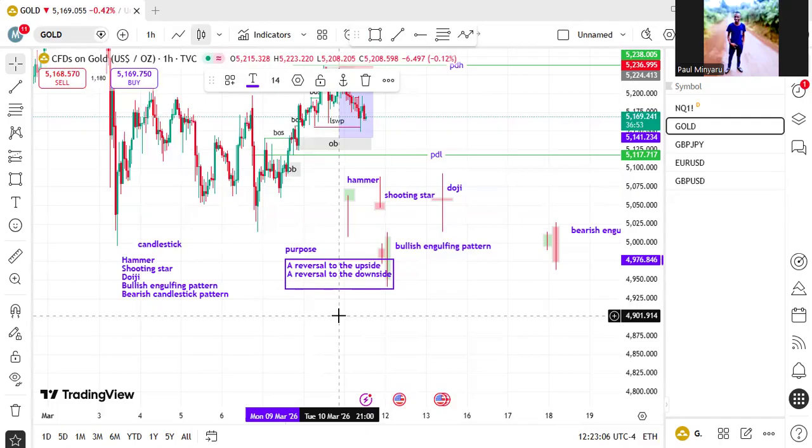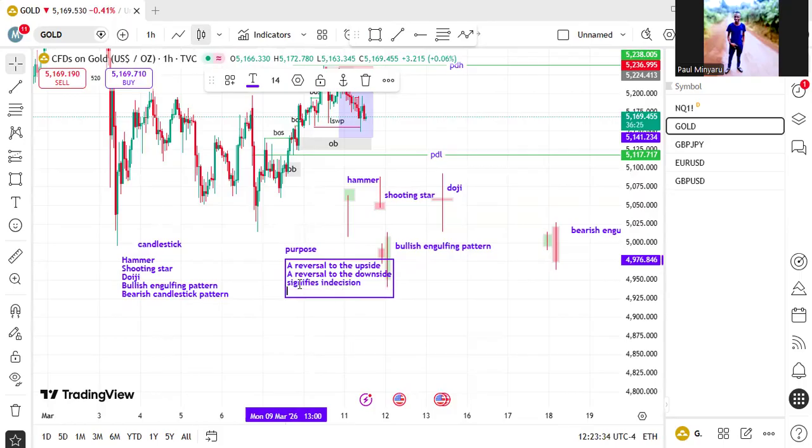So then we are at the doji. What does a doji really show us in the market? The doji tells us about indecision. There is something we call indecision in the market. And as I have written, it signifies indecision. The buyers and the sellers are balanced. The price opened and closed at about the same position.